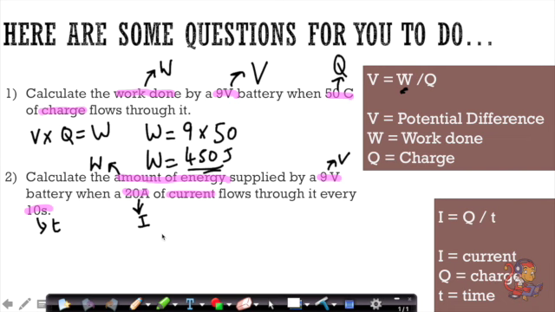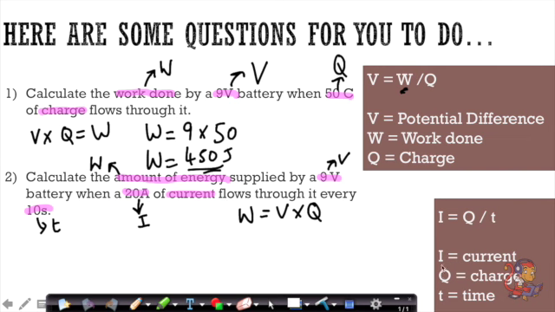So this is the case, especially in the higher tier, where you'd have to use 2 different equations. So I need to work out the amount of energy. So I need to work out work done. And if I rearrange this equation, I can work out work done. So work done, just like up here, equals voltage times charge. But I don't have charge. Can I work it out from what I've been given in the question?